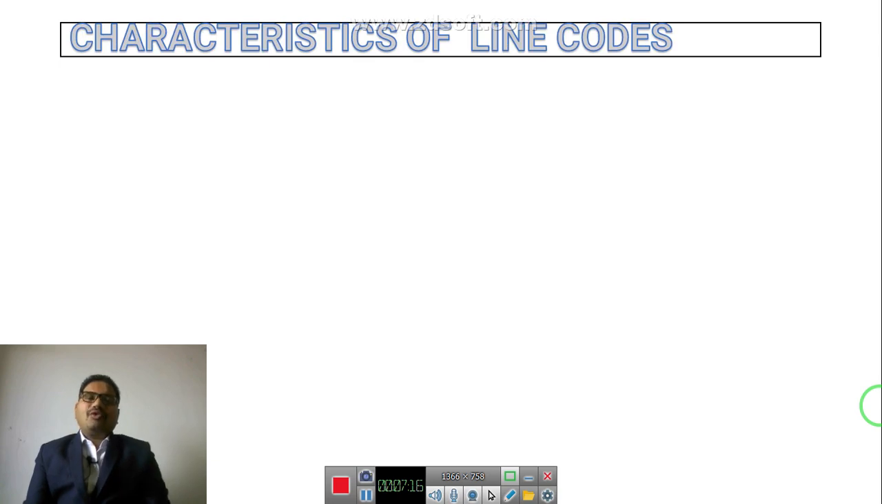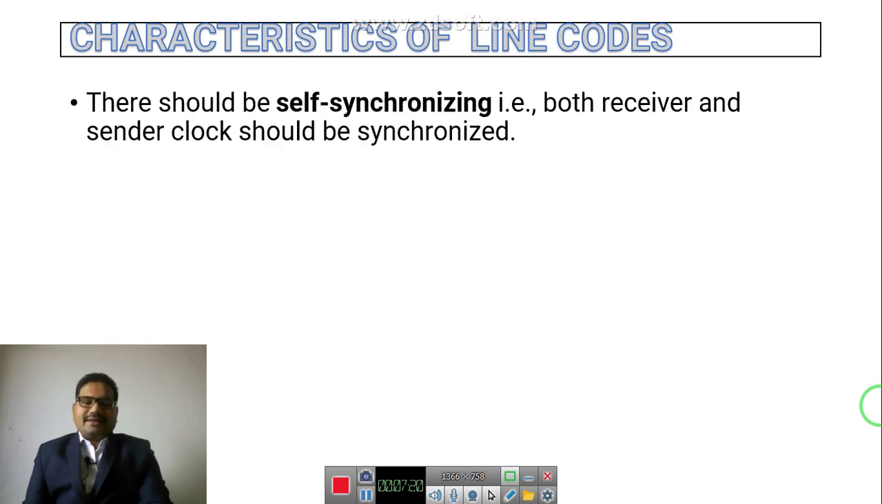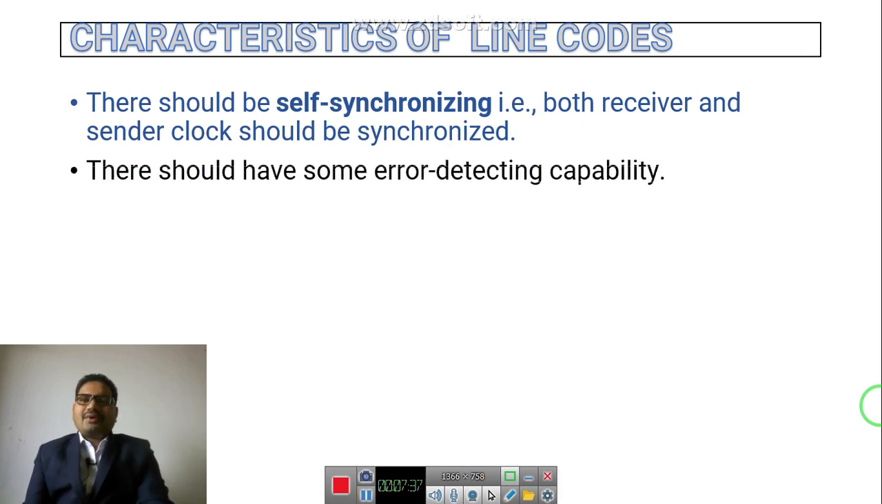Now, moving towards the characteristics of line codes. First, there should be self-synchronization. It means both the receiver and the sender clocks should be synchronized. Otherwise, the data that the sender has transmitted, the receiver is going to interpret in a wrong manner. There should be some error detecting capability.